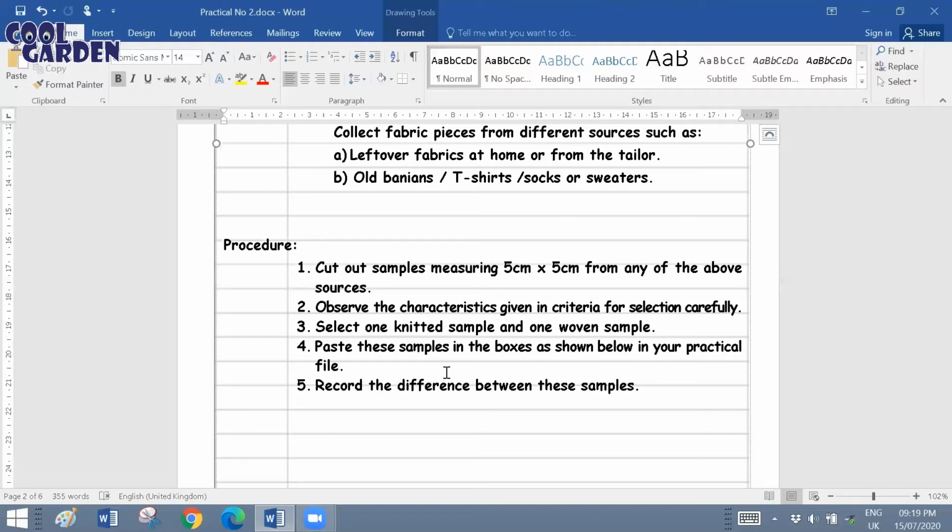So this fabric that we have collected, we need to paste it in the box. That is, we'll be making a table for observation. In that, you're supposed to paste this sample, and you have to understand the characteristics, and based on that, you have to record the difference. The procedure basically tells you that after you have collected and visually inspected these two samples, what do you understand from it? What is the difference between the two? That difference you have to record in the observation table.